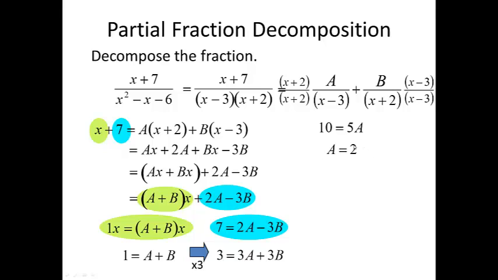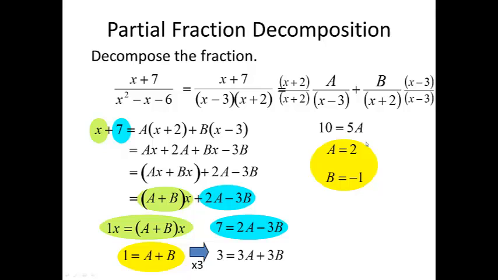Now I want B, and the easiest place to get B is to find the easiest equation over here. We can use any one we want, but I'm not going to play with any of those. I'm going to look at this one down here. And I can put the 2 in for A, and B has to equal negative 1. So now I know that A is equal to 2 and B is equal to negative 1.